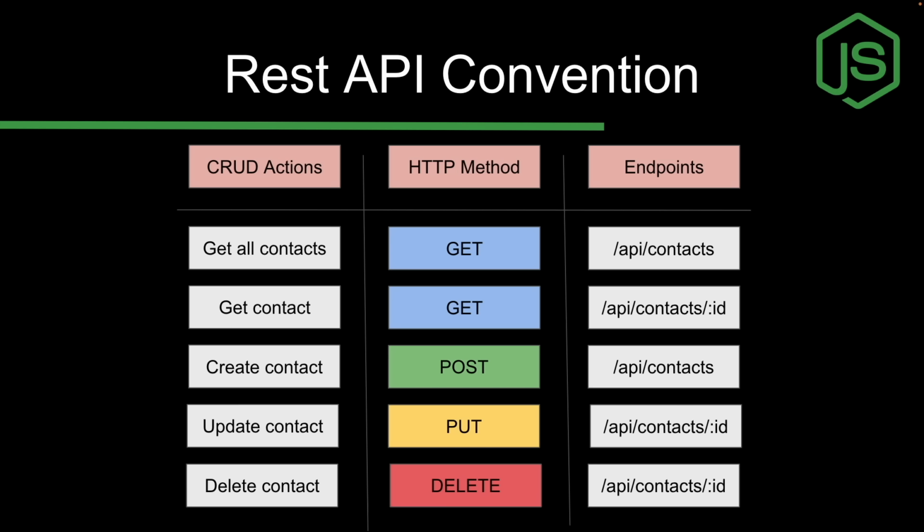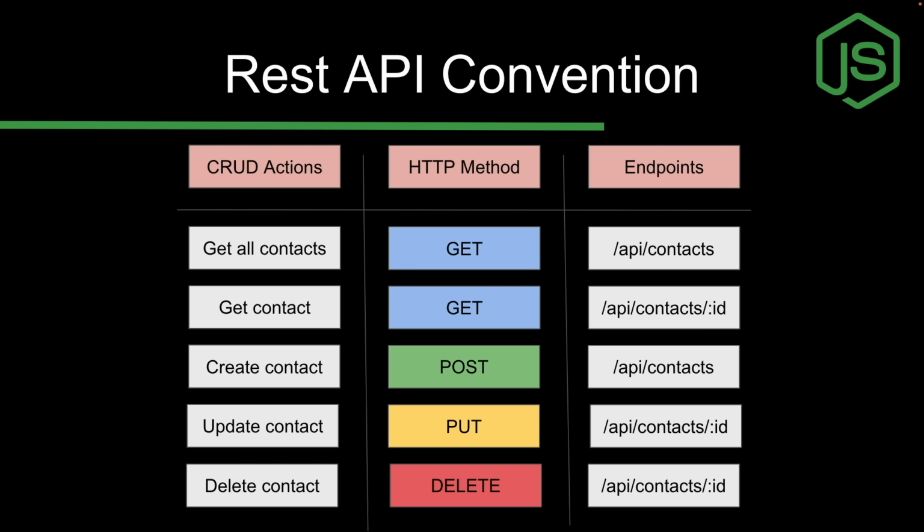So these are the RESTful API conventions where you will see that we have the CRUD actions, and first what we will do is we will simply build a CRUD API for the contacts, and contacts will be our resource. So we will have different CRUD actions like get all contacts, get a single contact, create contact, update contact, and delete contact. And for that we are going to use the HTTP methods as get, put, post, and delete. And on the extreme right you will see the endpoints. So we have /api/contacts, and for the other one we have /api/contacts/:id. So we will have to pass the ID in order to get an individual contact or update a contact or delete a contact.